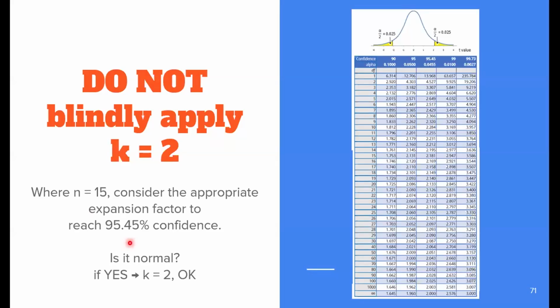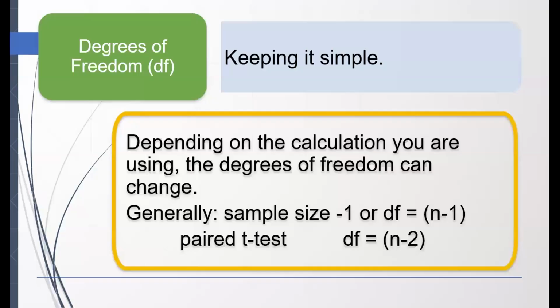95.45% confidence, right? And you got to ask yourself, is it normal? If it is normal and your n is really large, sure, k equals 2 is okay. But when it's really low, consider what happens, right? The degrees of freedom are quite small, right? And Aria had mentioned this in session 1, but when you have such a small sample size, it has an impact on what we're talking about here.